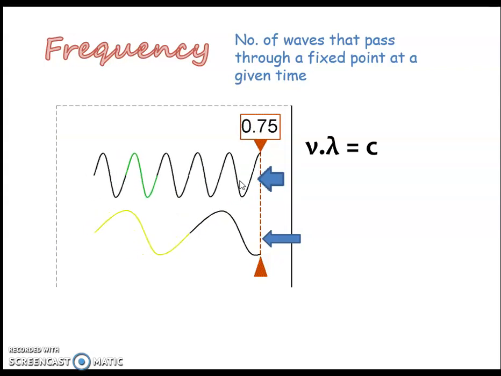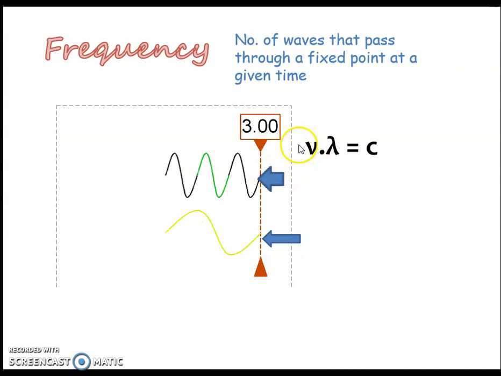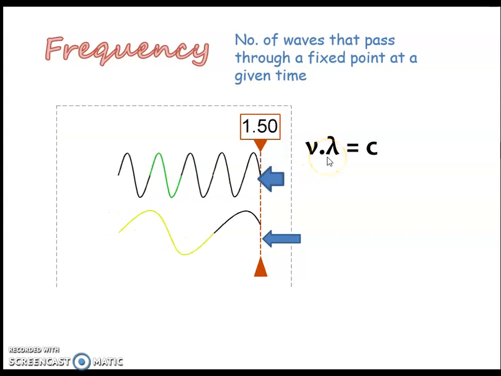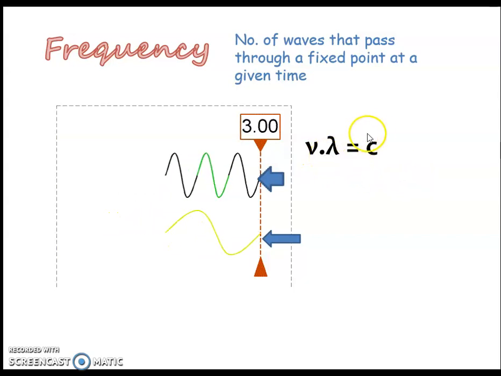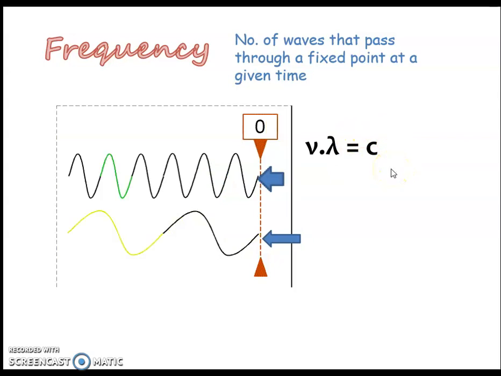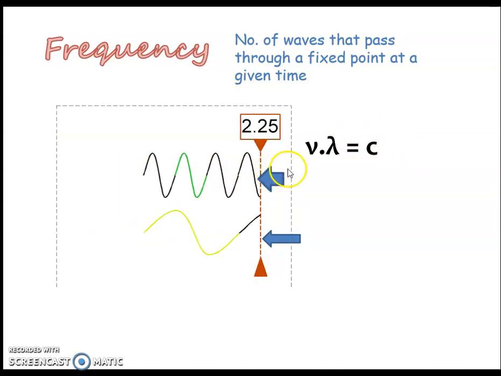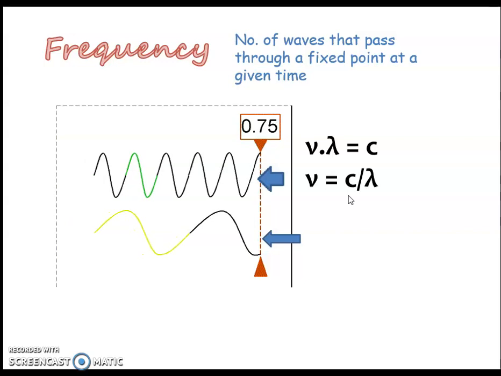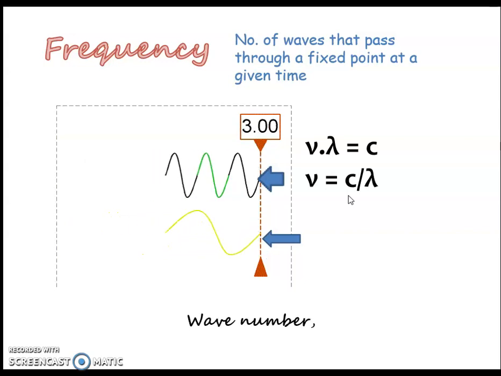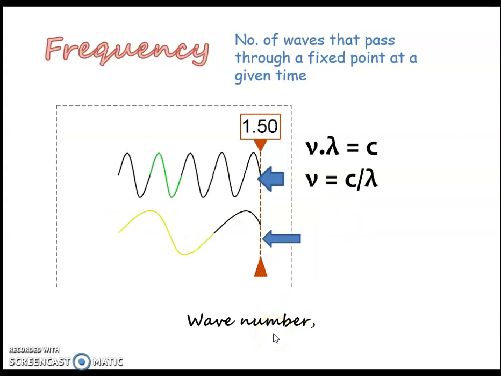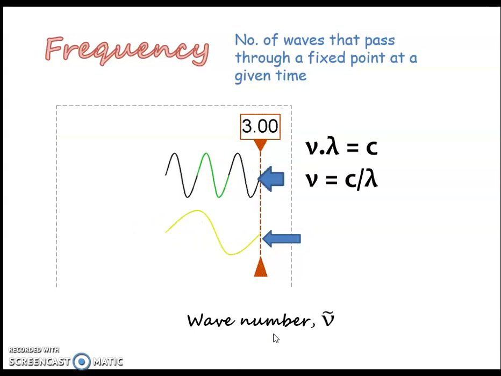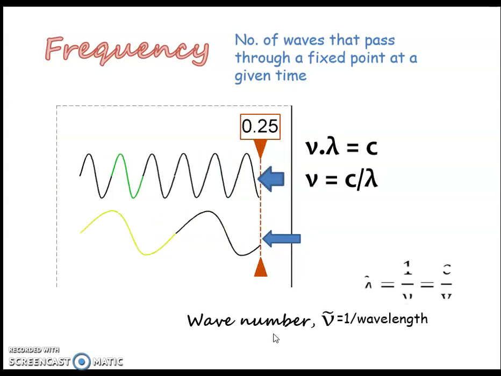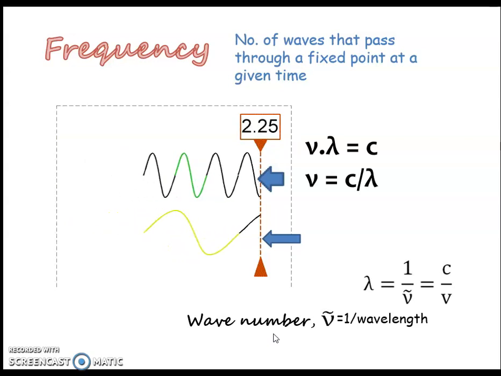To keep a constant speed of light, the wave has to change its characteristics of frequency or wavelength, c = νλ, where c is the velocity of light. From this equation, the frequency can be expressed as c by lambda, and its unit is hertz. There is a third way by which a wave can be characterized, and this is the wave number, nu bar, which is the reciprocal of wavelength, and it is expressed in centimeter inverse.